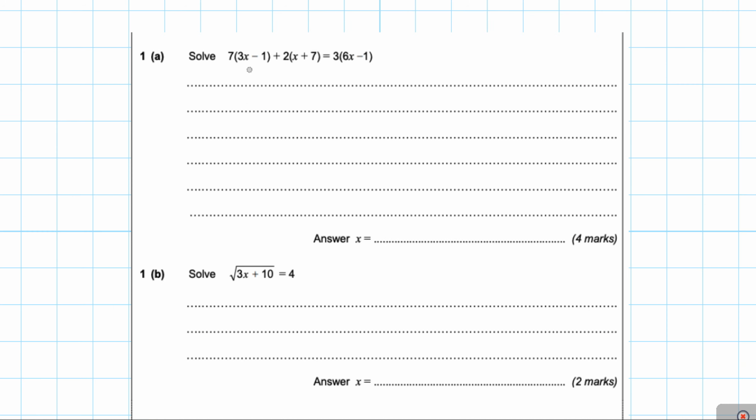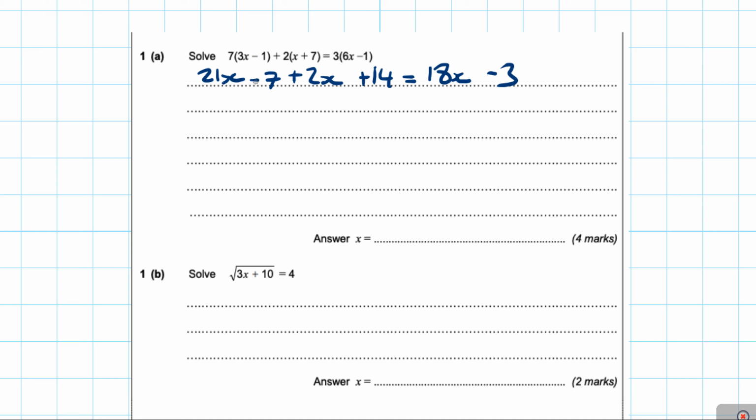So, question number 1, solve the following equation: 7 times (3x minus 1) plus 2 times (x plus 7) equals 3 times (6x minus 1). So the first thing we do is, there's nothing easily that we can cancel here, so we're going to expand all the brackets out. So 7 times 3x is 21x, 7 times minus 1 is minus 7, 2 times x is 2x, 2 times 7 is 14, is equal to 6x times 3 is equal to 18x, and 3 times minus 1 is minus 3.